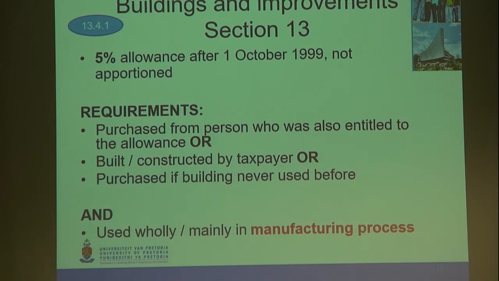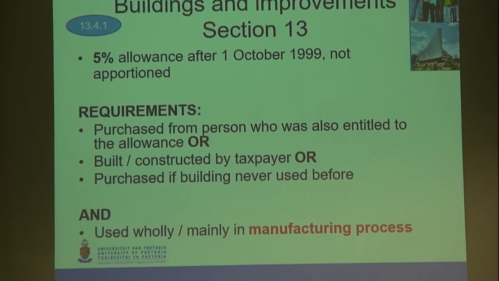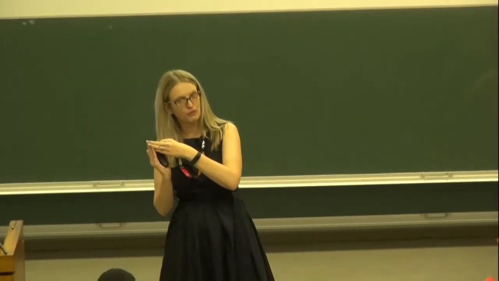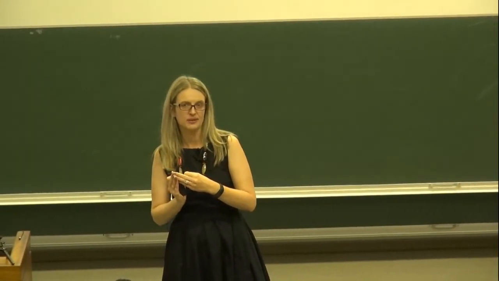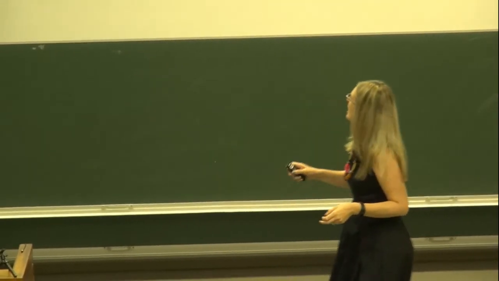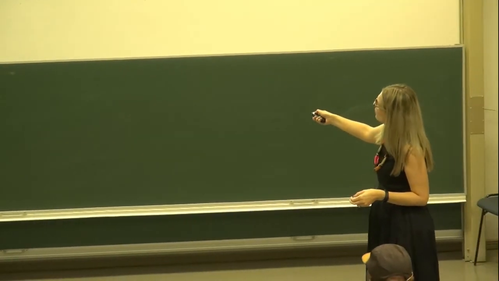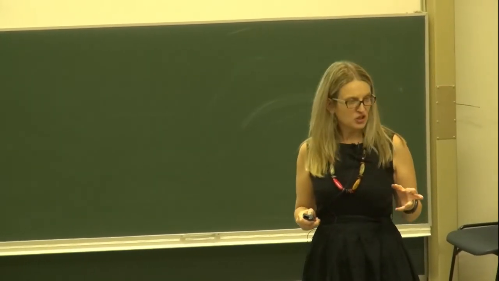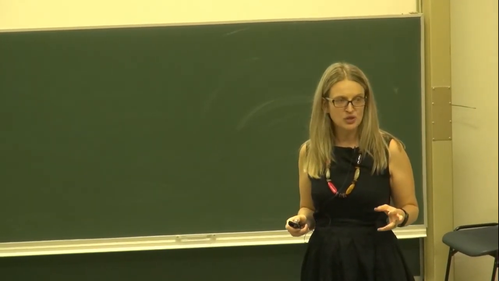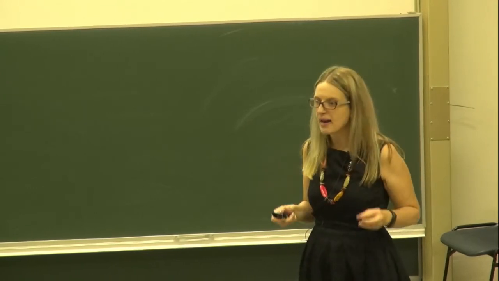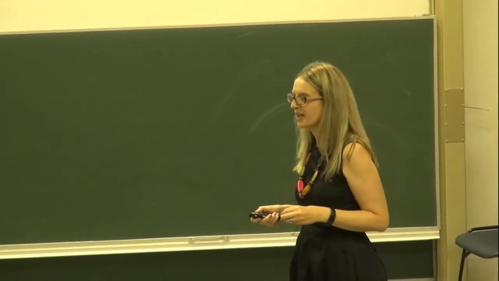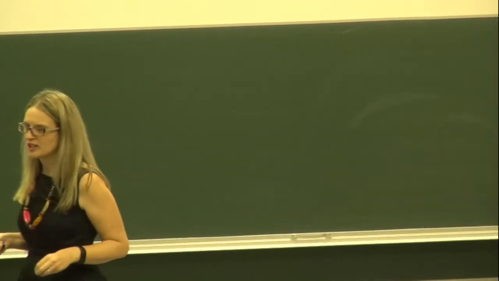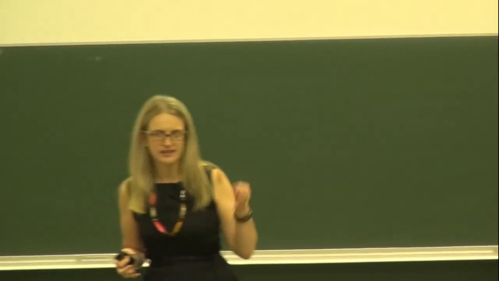So either it's new, I built it, or I bought it from a developer, or if it's second-hand, I need to check that the person before was claiming this allowance. And then we need to check what this building is being used for. Section 13.1 says that it must be used wholly and mainly for manufacturing. Now whenever we speak about mainly in our Act, we are speaking about more than 50%.